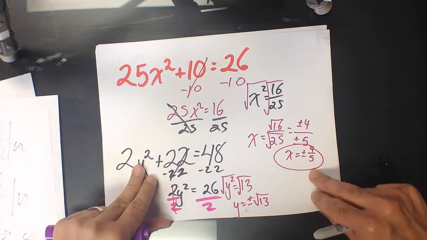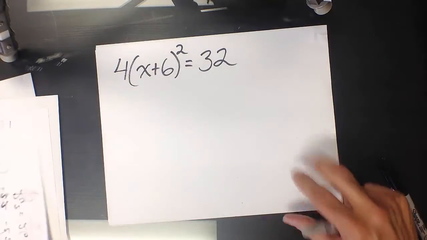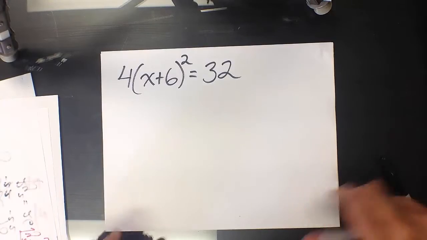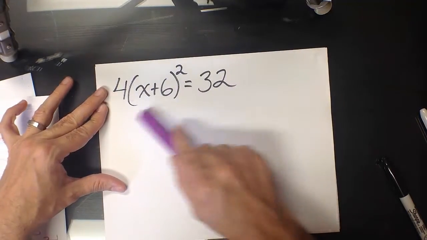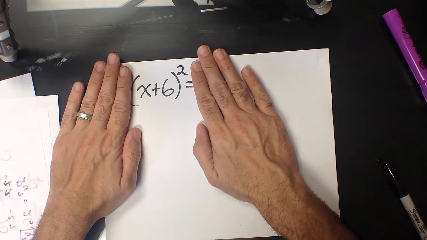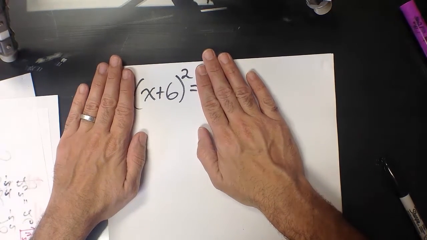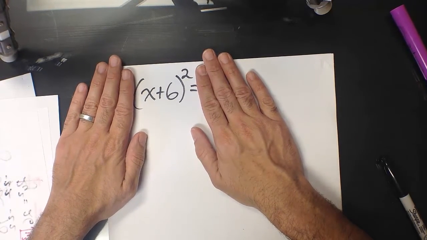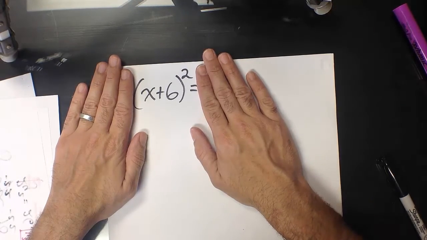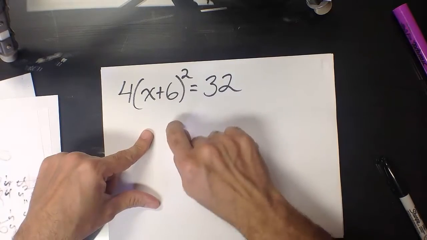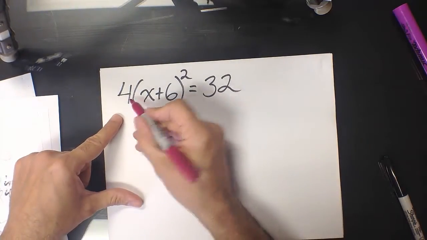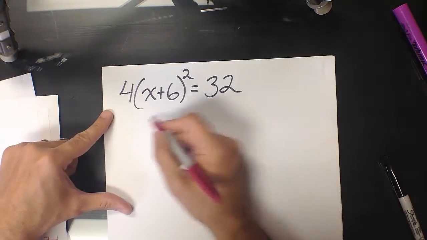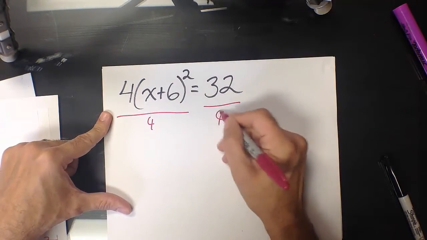All right, so let's go ahead and take one final step. And this is when we have something like this. Now you've seen this before, and a lot of times we've gone ahead and multiplied this out in the pattern a squared plus 2ab plus b squared, but we're not going to be doing that today. We're trying to get x by itself, not trying to make it more complex. So instead of multiplying times 4, we're actually going to do the inverse, which is dividing by 4. So we're going to divide by 4 on both sides.